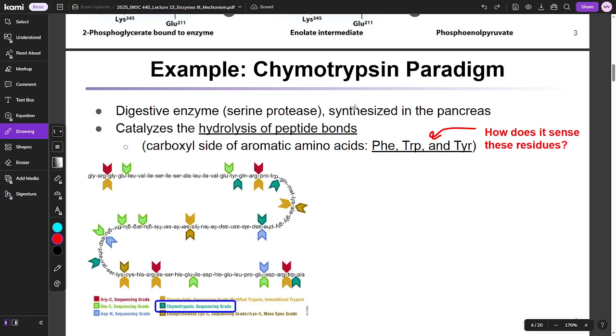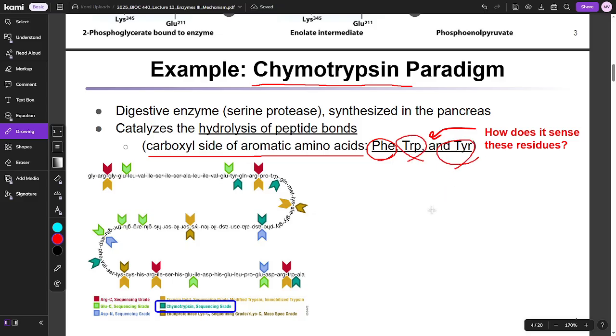So digestive enzyme, serine protease, here it is, right. It cuts the carboxyl side of aromatic amino acids, for chymotrypsin. How does it know that? Well, before we even go into the mechanism, let's think about how it would be able to identify phenylalanine, tryptophan, and tyrosine.